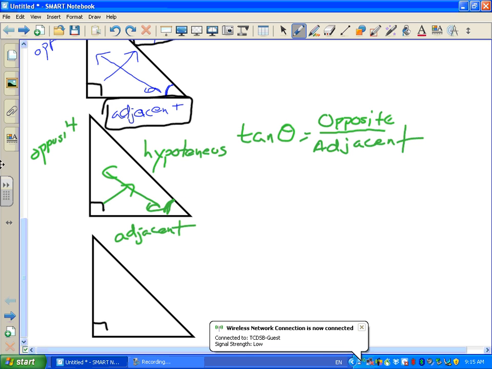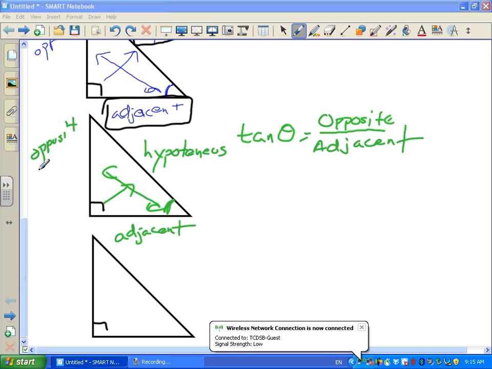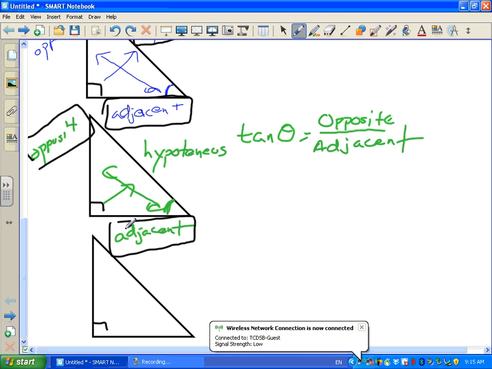Finally, for the tangent ratio, we don't need the hypotenuse. We need the length of the opposite side and the adjacent side. Okay? And that's for our tangent ratio. So once again, that one's different from our cosine and sine.